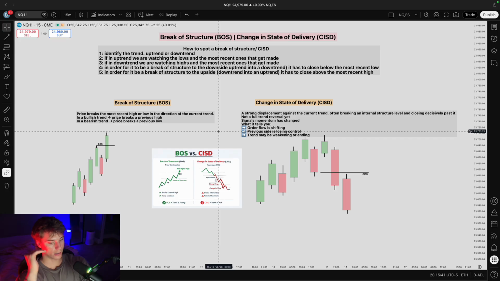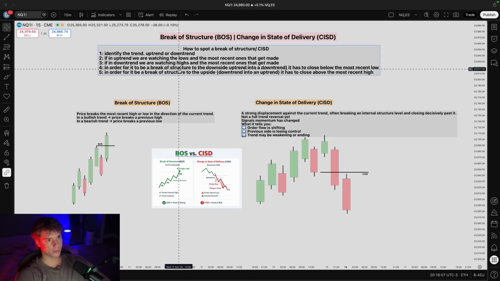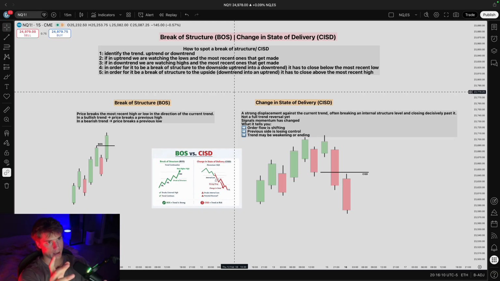Trends can be higher highs and higher lows for bullish, and for bearish it's going to be lower lows and lower highs. Now, break of structure is how we determine the bullish trend moving to a bearish trend to the downside. So we'll start off simple with how to spot a break in structure or change in state of delivery. These are two different terms. Some people use them interchangeably, but they are two very different terms, and they do not mean the same exact thing.